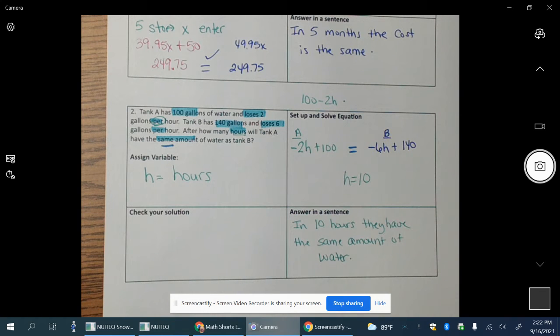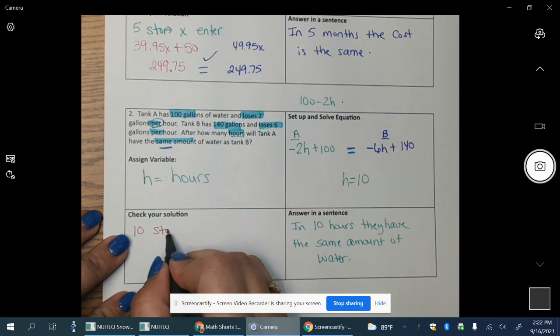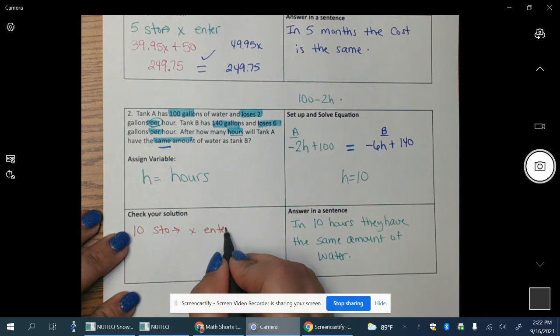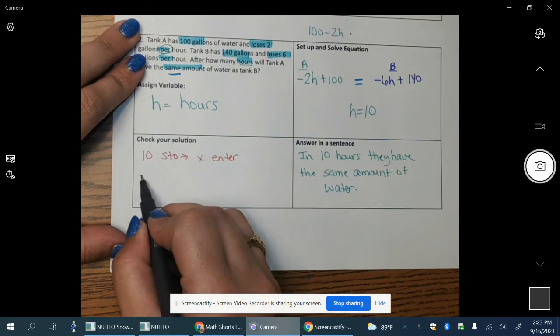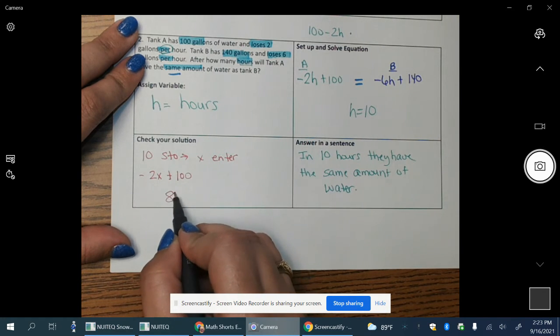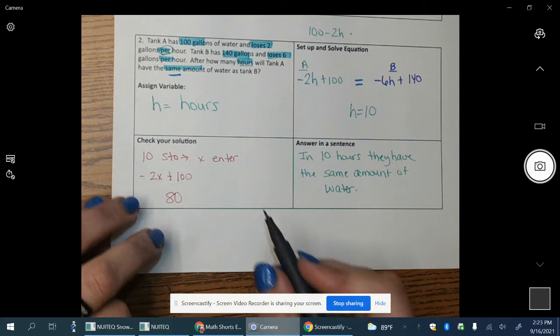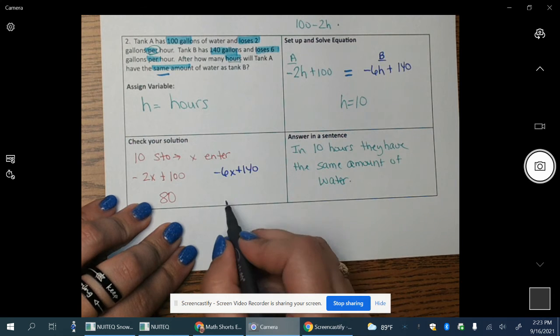All right, so to check our solution, what do we do? 10, store, X, enter. And then you're typing the equation in. Okay, so that side's 80. We're hoping that the other side is also 80. Negative 6x plus 140. What is that side?